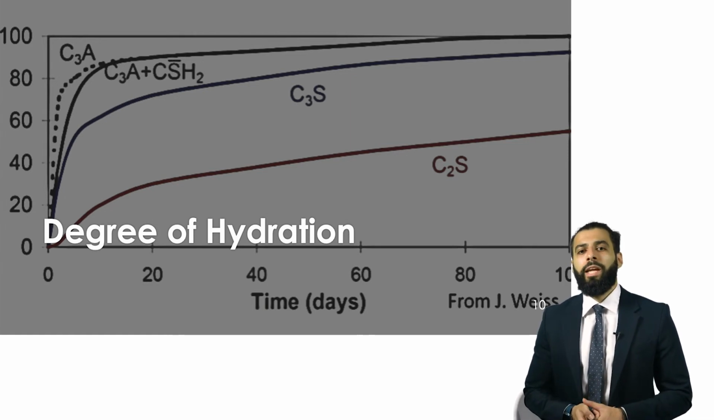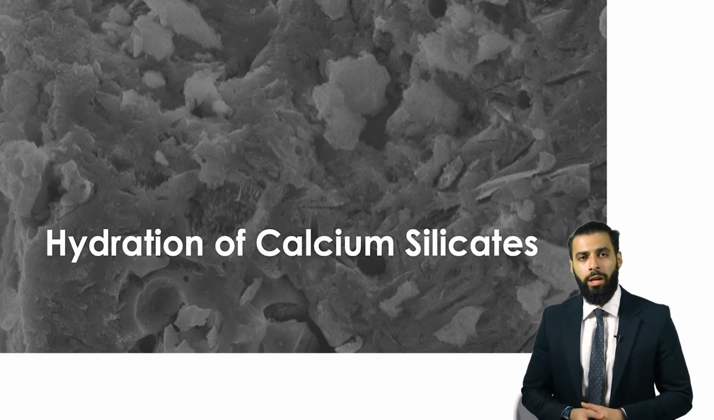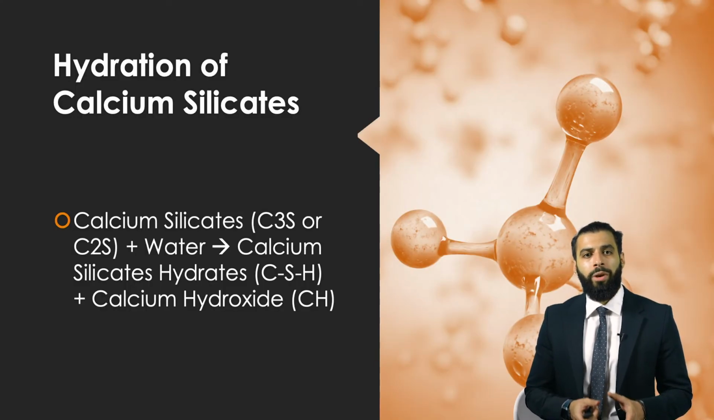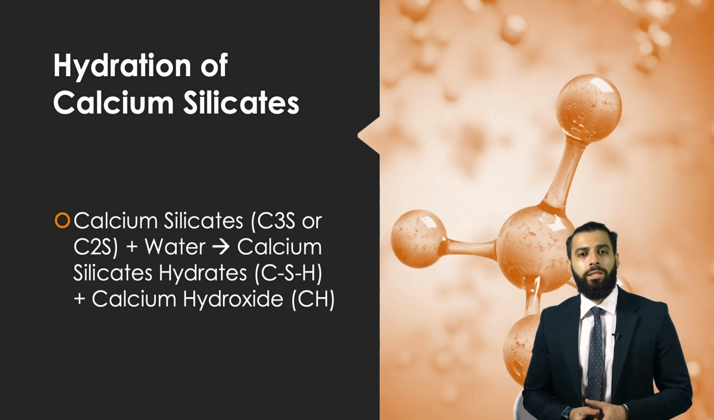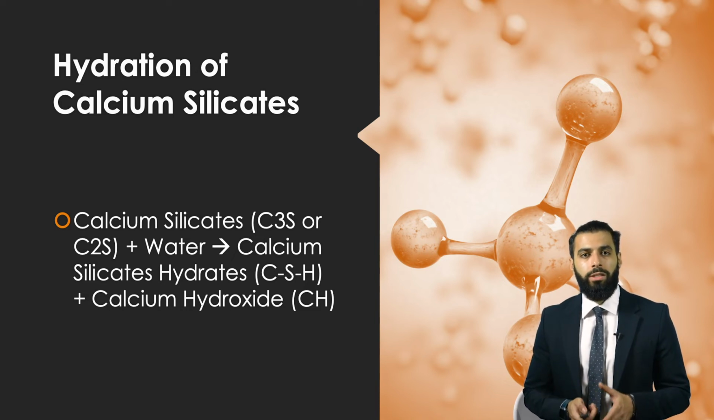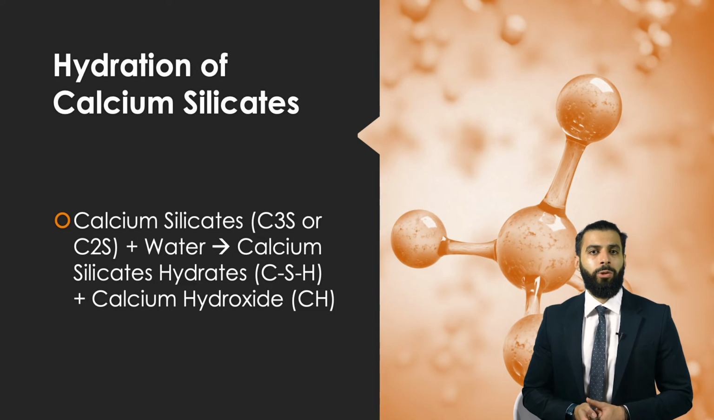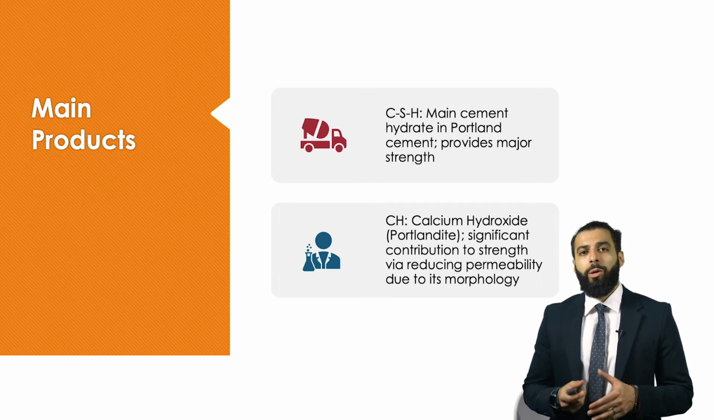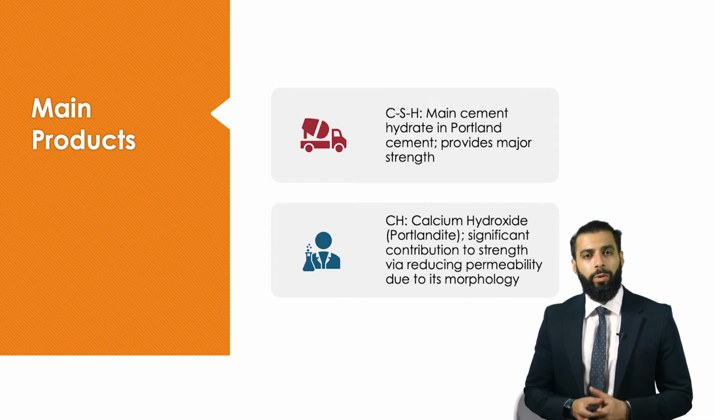Let's start by looking at the calcium silicates, so C3S and C2S. What are the products of the hydration process for C3S and C2S? Well, when the calcium silicates react with water, what results is CSH, that's just shorthand notation for calcium silicate hydrates, and then you have your calcium hydroxide, CH, also referred to as Portlandite. The CSH is the main cement hydrate in Portland cement, and it's the component that provides the major strength requirements that are needed in your concrete mix.